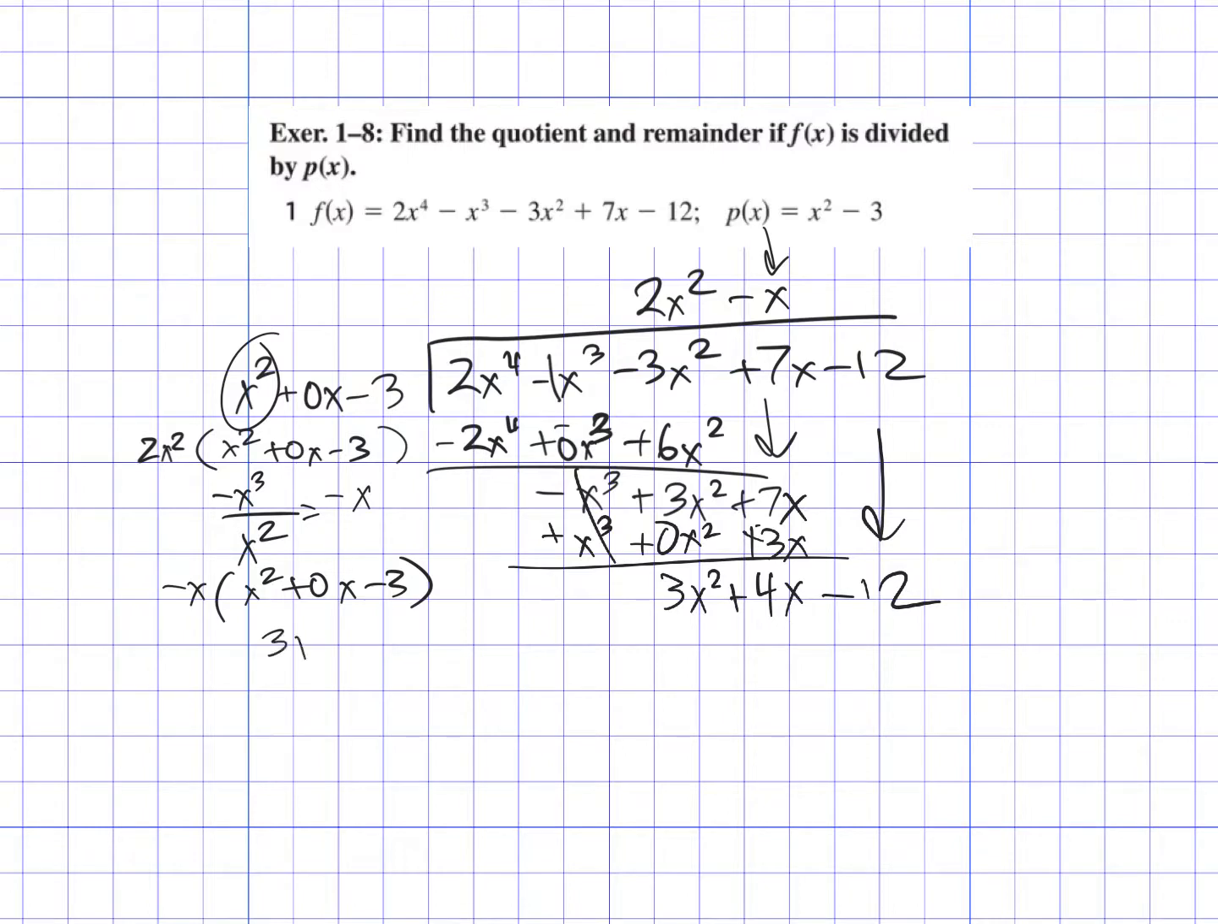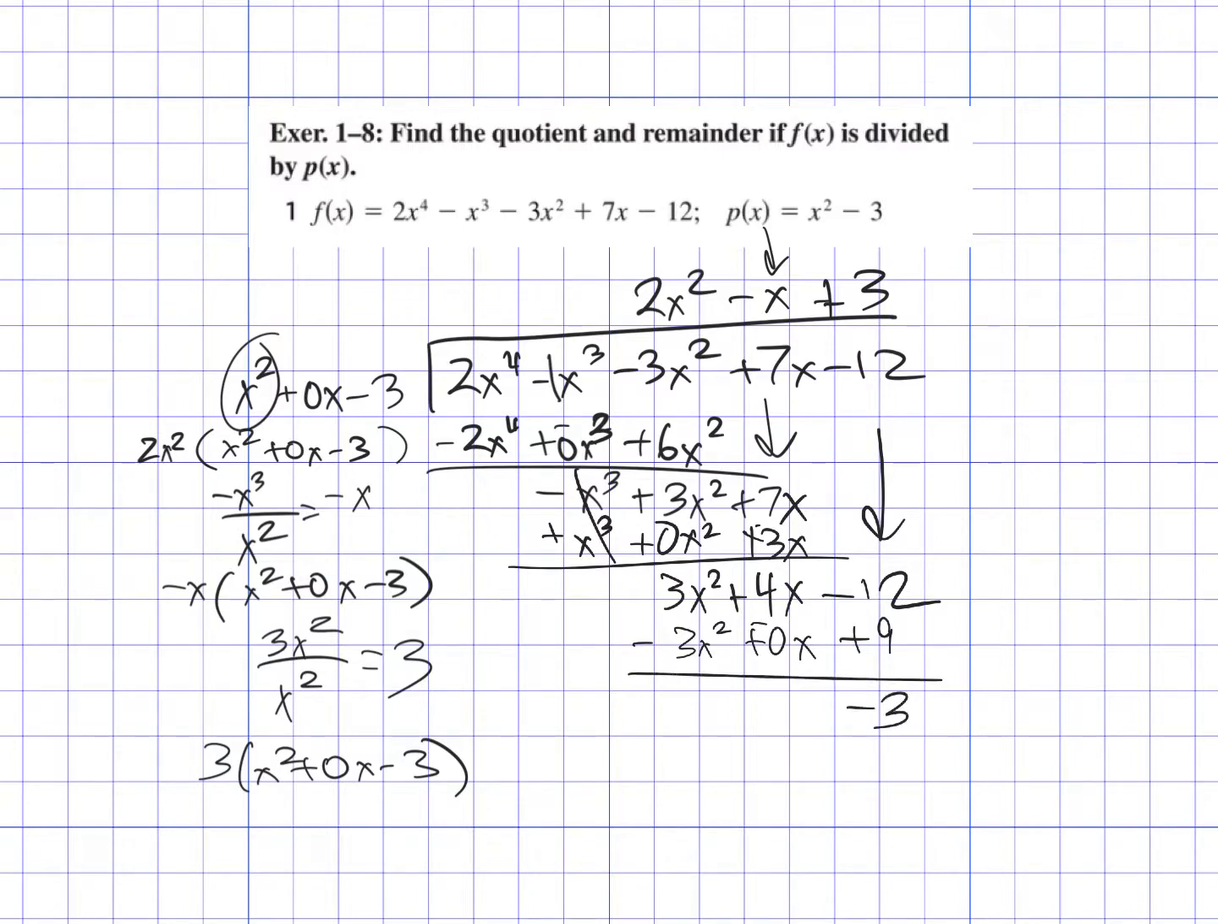Now, 3x squared divided by the first again, and that gives us 3. So we're going to add 3 here, and take 3 times the x squared plus 0x minus 3. And you get 3x squared plus 0x minus 9. Subtract, change all your signs. So negative 3, 4x. So our remainder is 4x minus 3. They just wanted the quotient, which is the top part here, and the remainder is 4x minus 3. But if you wanted to complete it, you'd say plus 4x minus 3 over x squared minus 3. Okay?